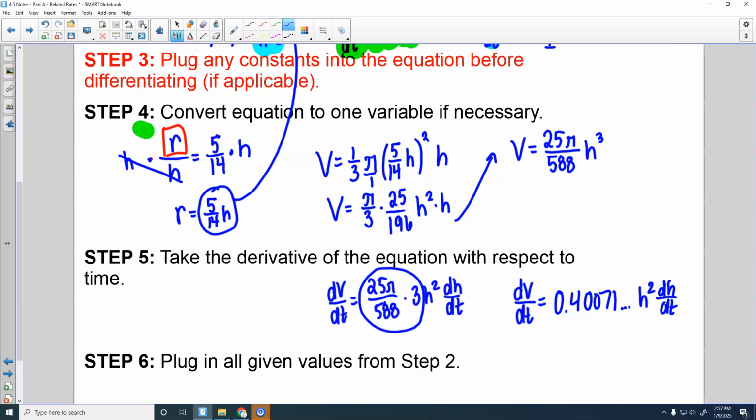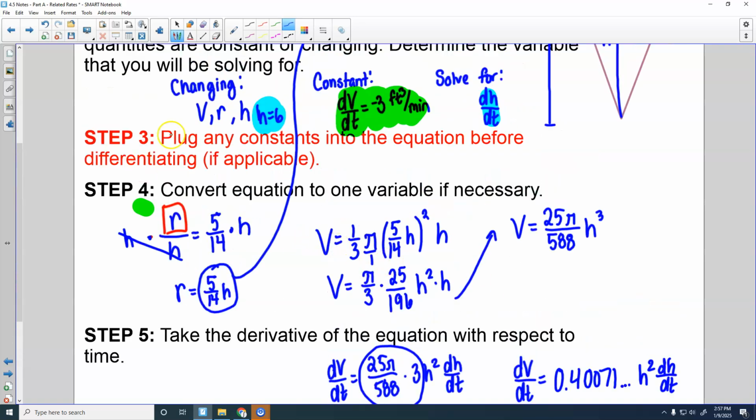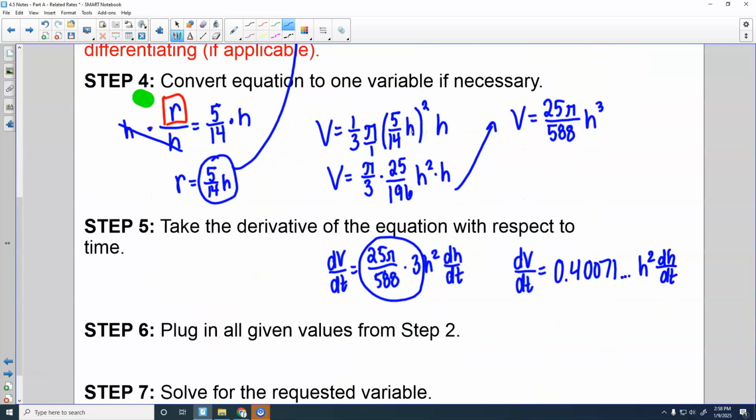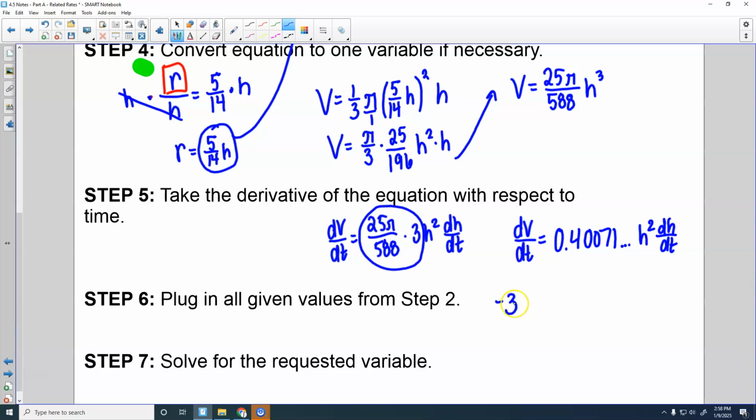Questions? All right. So if you get here, you're about there. You just need to plug in your information way back up here. H is 6. dV/dt is -3. So we got -3 equals 0.40071 times 6 squared dh/dt. Let's multiply that stuff together there.